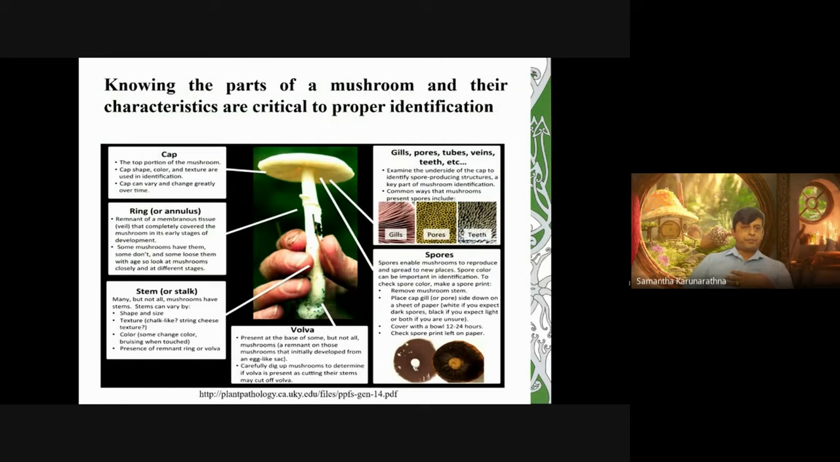So, as I mentioned, to be able to identify a mushroom properly, you need to have all these characteristics clear. Otherwise, you cannot get a proper identification. That's why we always ask people to provide very good photographs where you can see the above surface and the below surface, and all these different characteristics: the cap, the ring, the stem, volva, and some mushrooms have pores instead of gills, and tubes, veins, and tooth-like things, and the spore prints.